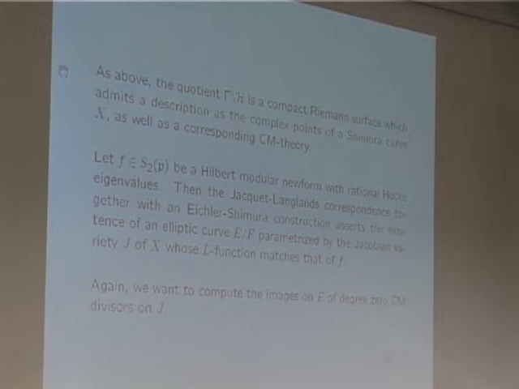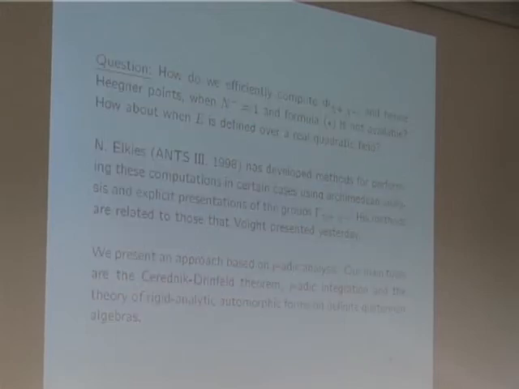And again, we want to compute the images on E of the degree 0 CM divisors on this Shimura curve, on the Shimura Jacobian J. And this will give us points algebraic over certain class fields of CM fields. So the question is, how do we efficiently compute this modular uniformization phi n plus n minus, and hence Heegner points, when n minus is not equal to 1 and the formula star, which involved the Fourier coefficients, is not available? And what about E when E is defined over a real quadratic field? These are the computations we want to do.